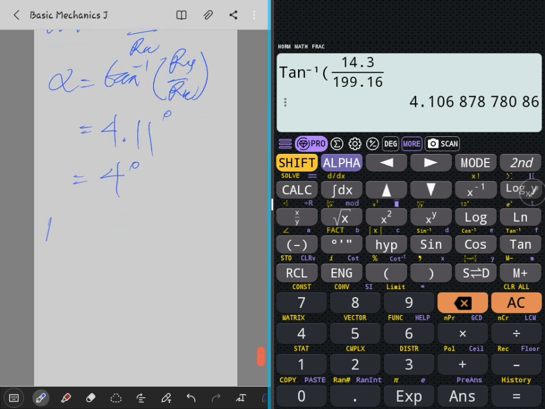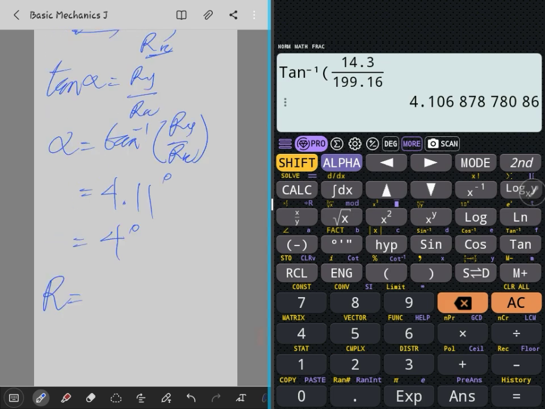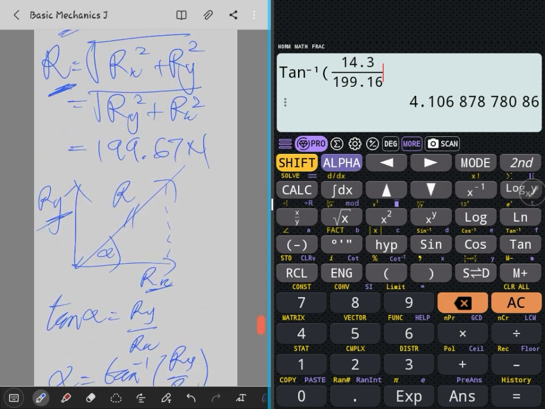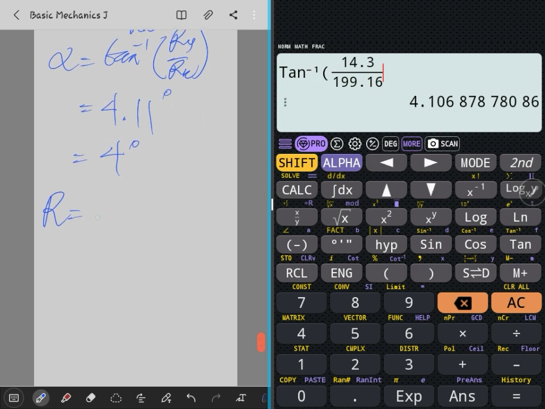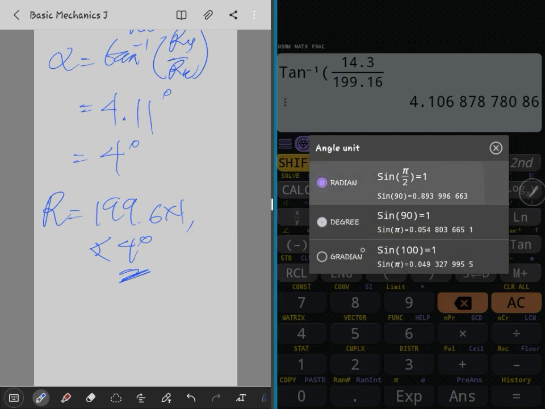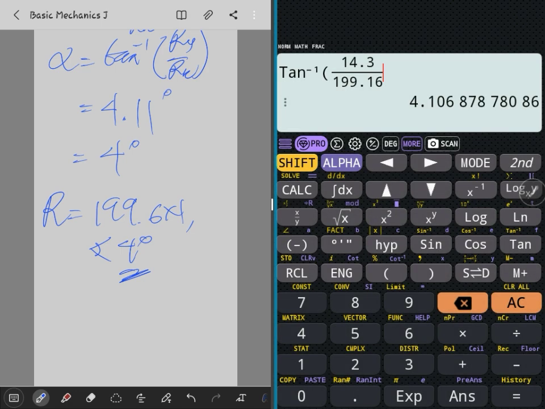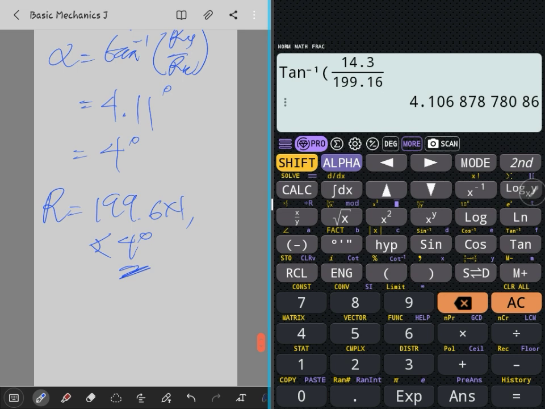So the full description of the resultant force is the magnitude 199.67 newtons, and then add the angle, right? 4 degrees. Okay. And then when you're trying to do this angle stuff, it's very important that you have everything in degrees, right? Because if you have anything in either radians or gradians, you get different results, right? So let's be in degrees. Okay. So everything here will be in degrees. Yes, so that's what's happening.